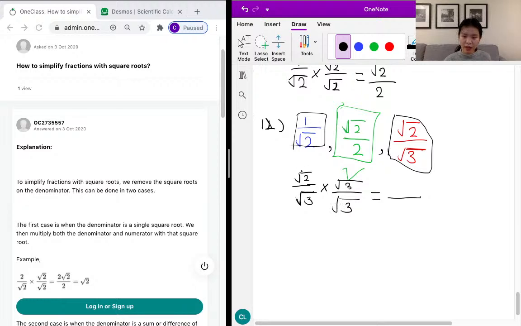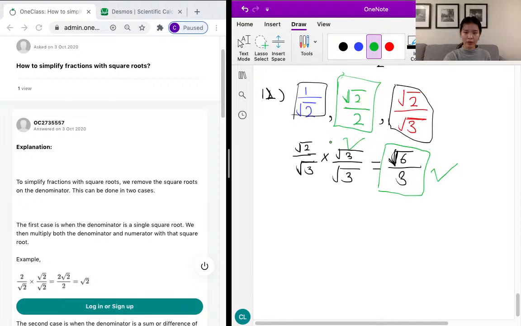So on the top we have root 2 times root 3, which is just root 6. And on the bottom we have root 3 times root 3, which is 3. So in our result, we have a fraction, but the radical sign is on the top of the fraction as the numerator. So this is simplified, and this is now at its simplest form. So this is how we simplify the fractions with square roots.